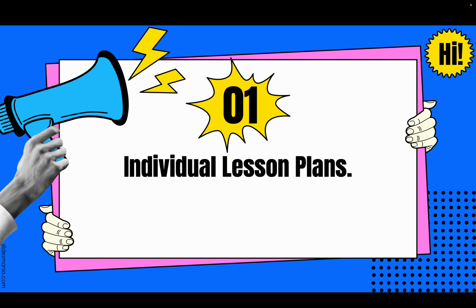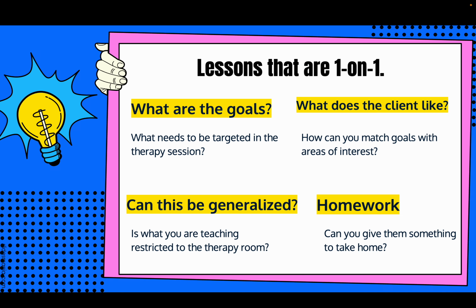So what does it look like to have an individual lesson plan? In a one-on-one therapy plan, what you're looking for at first are what are the goals? So you really need to know what are the goals that we're targeting in this therapy session. And on your lesson plan, your goal should always be to try to hit all of your goals if possible. But things happen and time happens, and you're not always going to be able to hit every single goal every single session for whatever reason. But you need to know what the goals are.